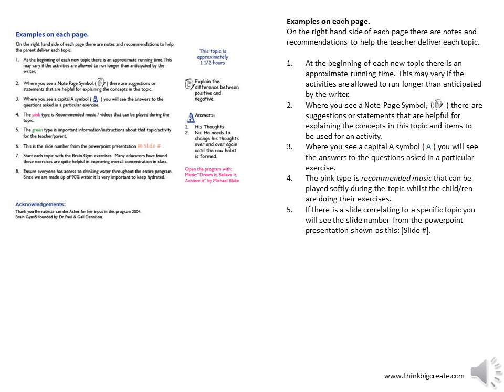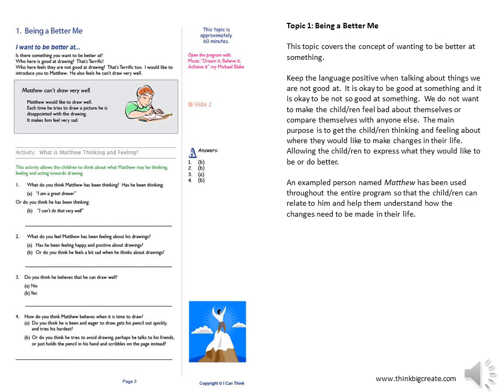If you see any pink writing, then that's generally recommended music or videos for that particular topic, and the name of the artist and the name of the song. And if there is a slide that's correlating to that specific topic, you will see a slide number in a very, very pale pink apricot colour, and it will also be in that little column as well, and that represents the slide number for the PowerPoint presentation that you can use while you're delivering the course.